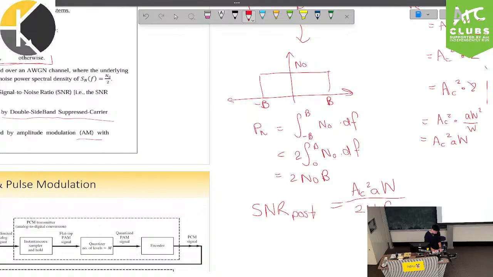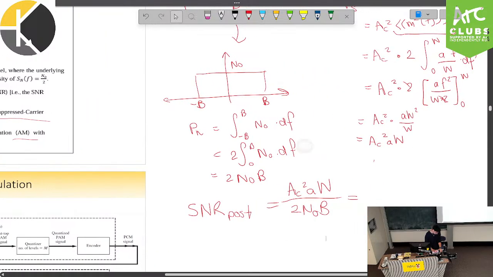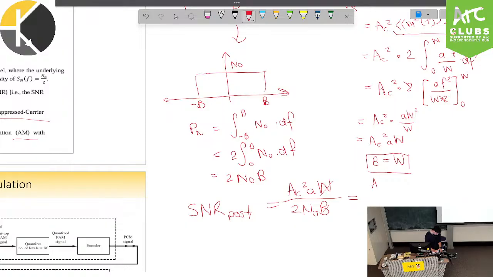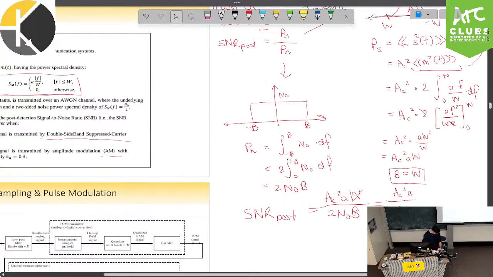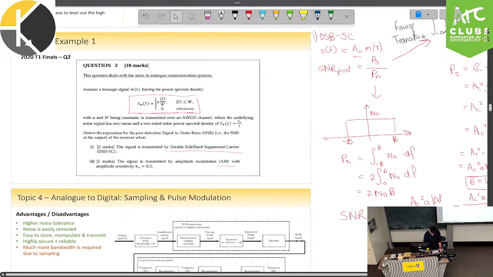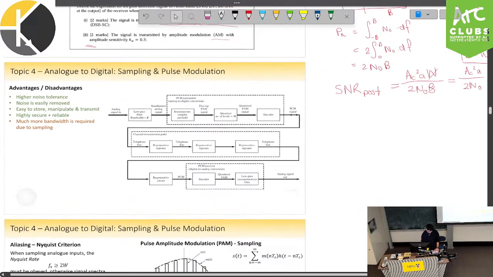Cool. So just taking the ratio of the two. In this case, we do have that beta equals omega in the case of DSB. So then we will get these two terms cancelling out, and our final SNR for post detection is Ac squared A times 2 n0. Cool. In the interest of time, I will skip this second part, just because we're already an hour in, and we'll move on to topic 4.